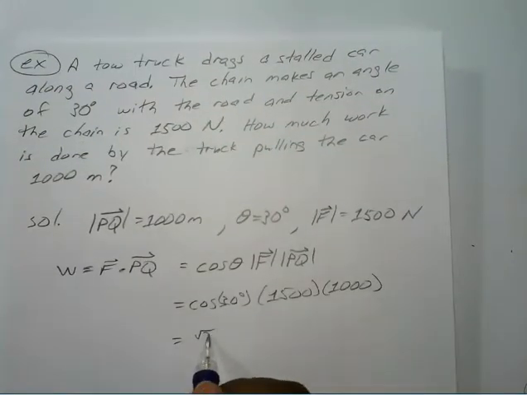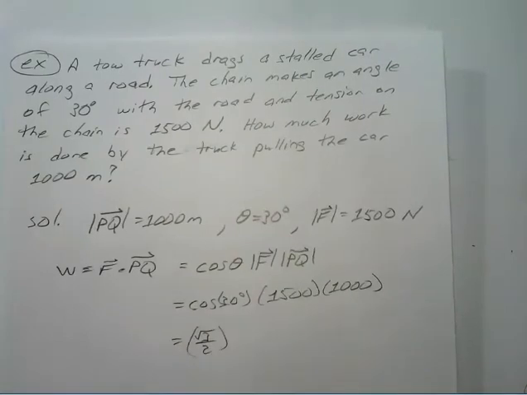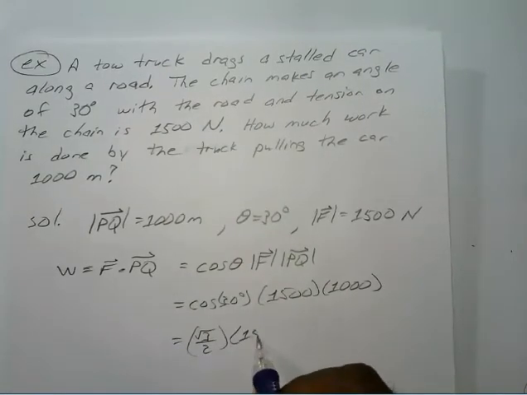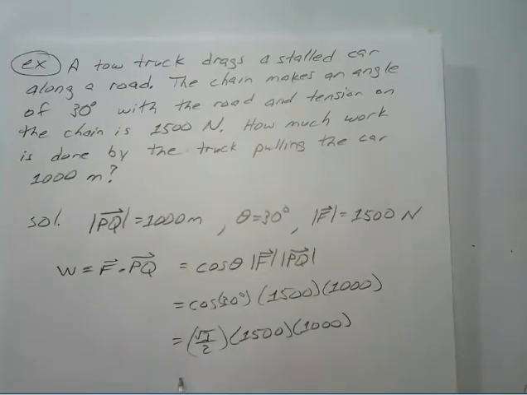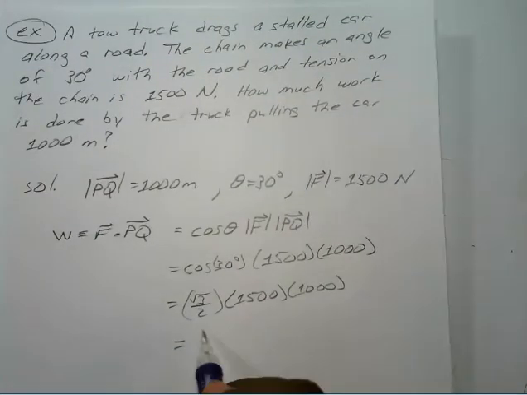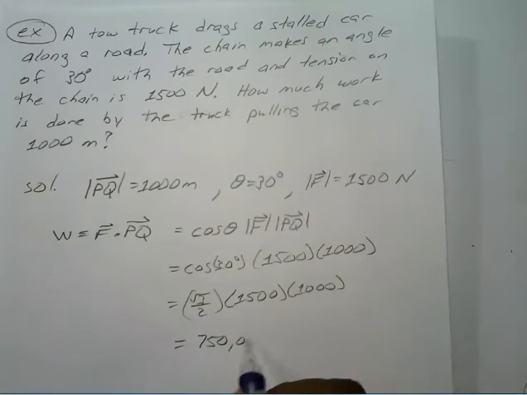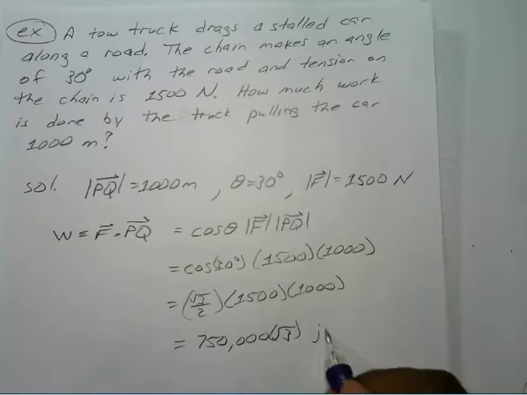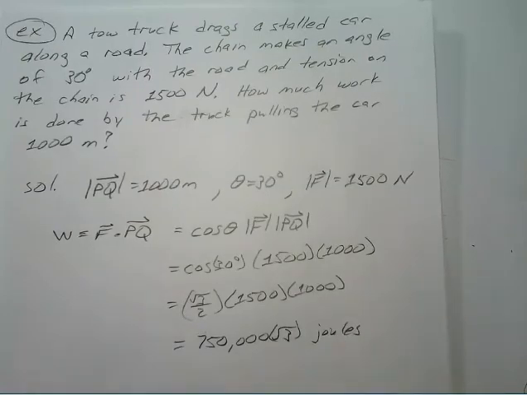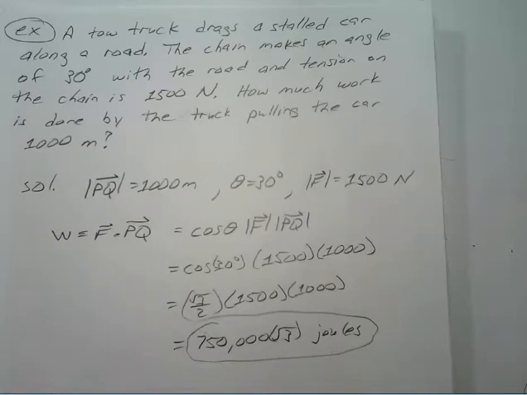Okay, so we have square root of 3 over 2, our cosine of 30, times our 1,500 times 1,000, which ends up being 750,000 times square root of 3 joules. Now, this particular question didn't ask us to round to the nearest tenth, hundredth, thousands, or anything like that, so we're just going to leave it as an exact value.